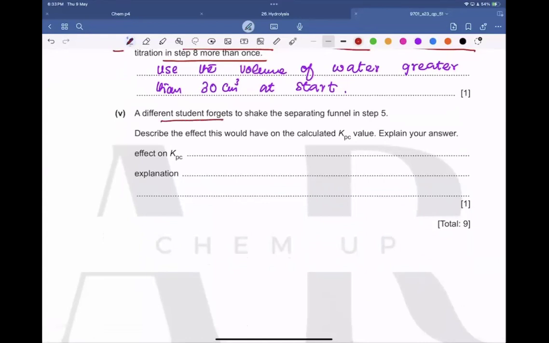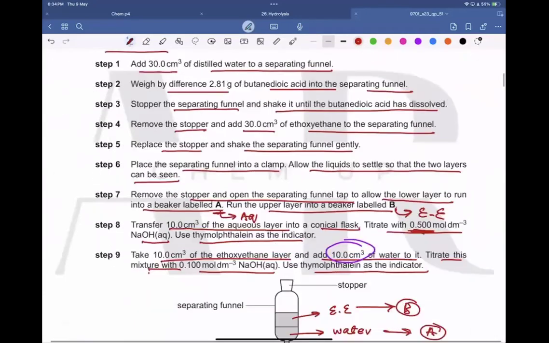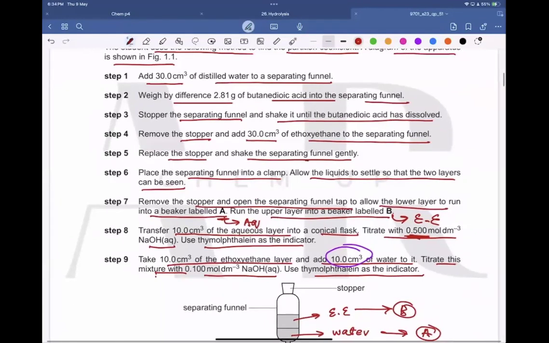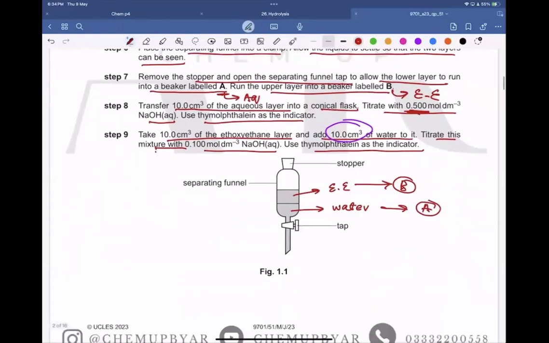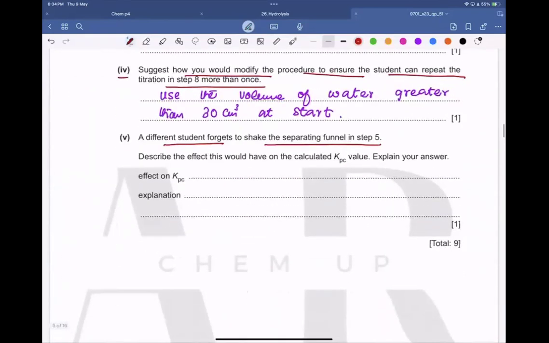A different student forgets to shake the separating funnel in step 5. So see why it was shaken. It is shaken to make sure that the partition would occur and the solute that is dissolved in water can also get dissolved in the butanoic acid as well. Describe the effect this would have on the calculated KPC. Explain your answer.